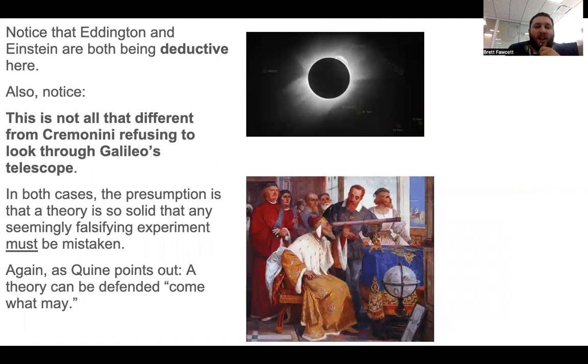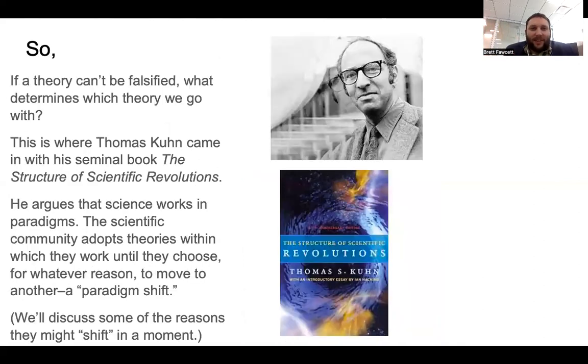But notice, Eddington and Einstein are both being very deductive here, interpreting the evidence in the light of this pre-existing theory and the categories that come with it. And also notice that is not all that different from Cremonini refusing to look through Galileo's telescope. They're just saying, well, if it seems to contradict Ptolemy and Aristotle, there must be something wrong with your telescope or how you're interpreting it. And in all these cases, the presumption is that the theory is so solid that any seeming falsifying experiment must be mistaken. Again, like Quine points out, a theory can be maintained come what may, really.